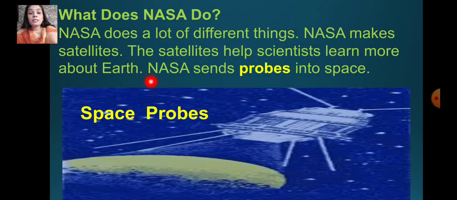So what does NASA do? It does a lot of different things. NASA makes the satellites, which you can see in space. The satellites help the scientists learn more about the Earth. NASA sends probes into space. So this is called the probes. They send the probes, they send the satellites, and they learn all about what is going on on Earth. That is why many people are working in NASA.